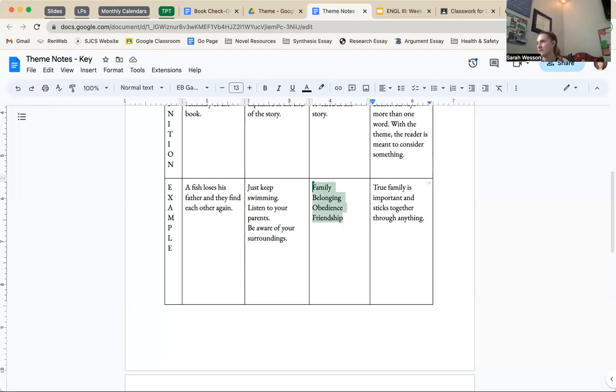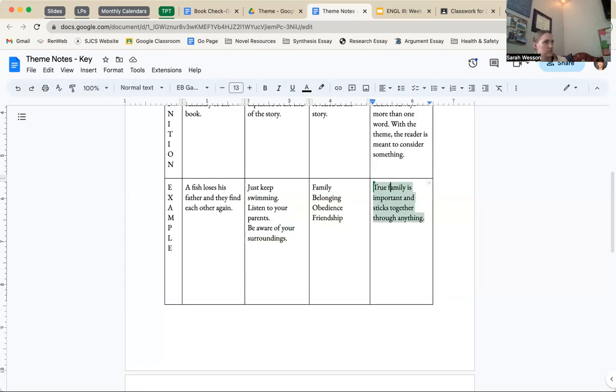Okay. And now finally, and I will walk you through how I found this in just a moment, I'm going to tell you a theme of Finding Nemo. There are generally several themes present in any work of literature, but a theme of Finding Nemo is how true family is important and sticks together through anything. It's kind of one of the central parts of the whole story.